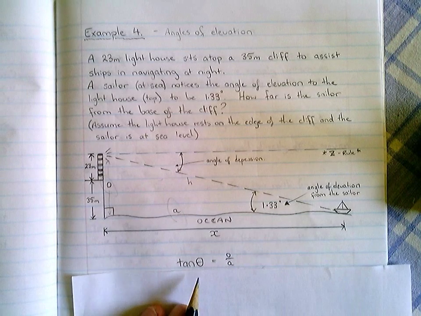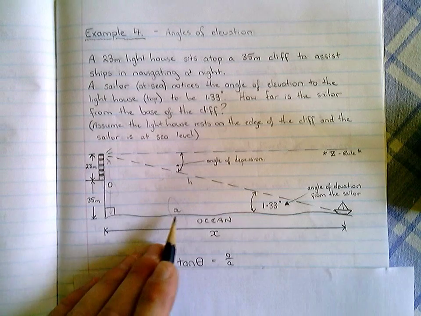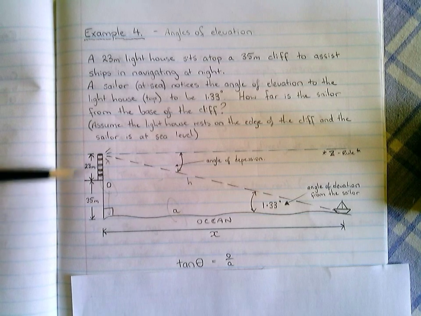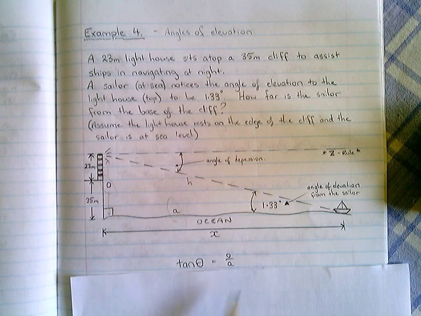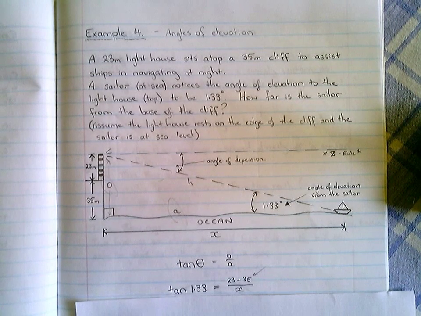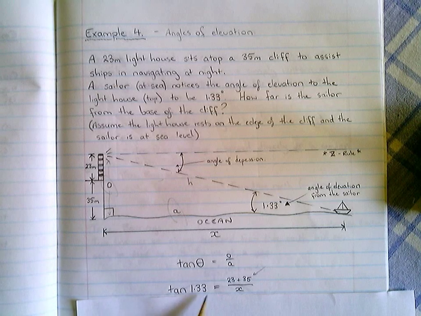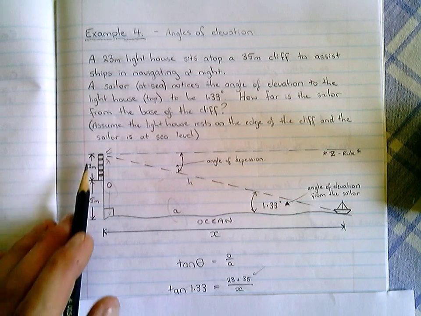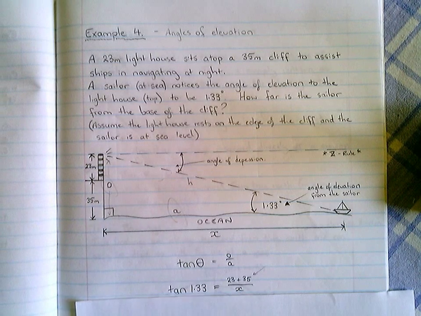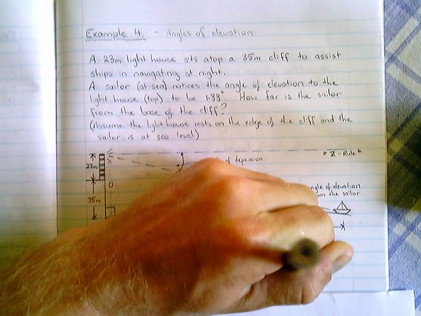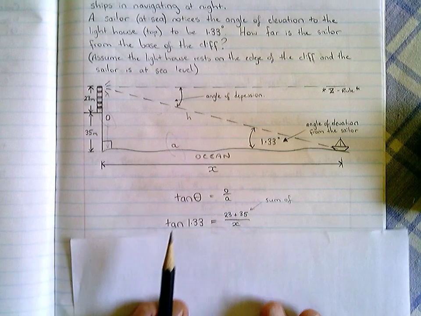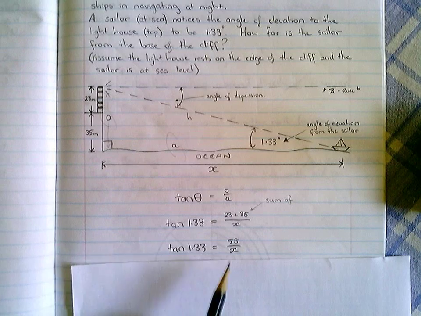I'm applying my tan ratio because the side that I'm interested in is the adjacent side x, A, and the only other side that I actually have is O, which, as I just previously stated, is the sum of these two sides. Once we've got our trigonometric ratio, we need to substitute. I've substituted in 1.33 for the angle theta. I've substituted in the opposite side, which is the sum of these two numbers, so 23 plus 35, divided by the adjacent side, which is my unknown x. If I simplify this numerator, I get 58.